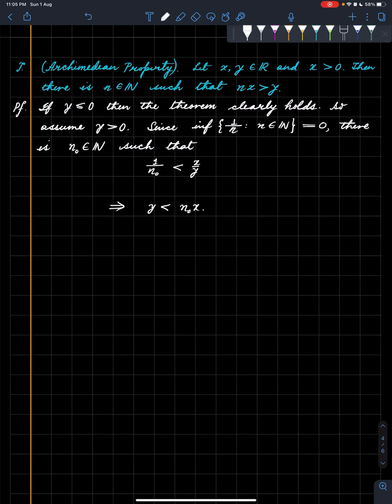So this is called the Archimedean property of the real numbers. You can define it for any ordered field, but we don't need to do that. We have proved the Archimedean property for real numbers.